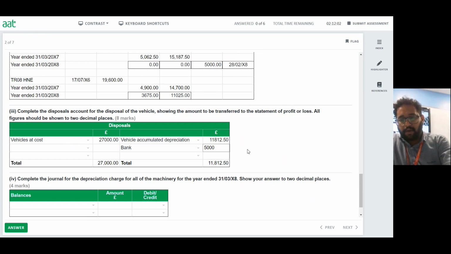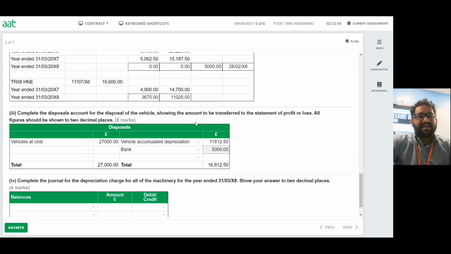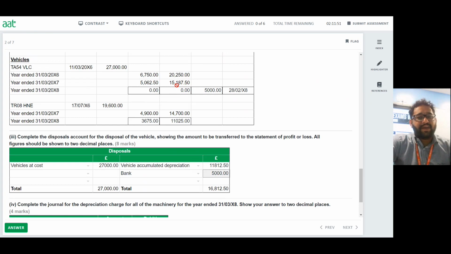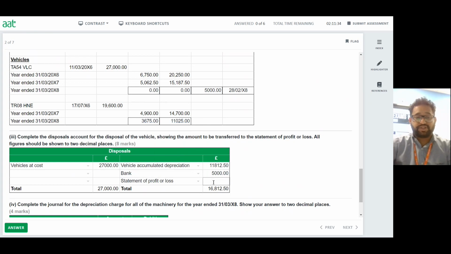But now the problem is I need to know whether I have made a gain or a loss on disposal. If you look at this vehicle at the time of disposal, there is a carrying value of £15,187.50. But instead of that carrying value, we only realized an amount of £5,000 there. So therefore, we have achieved a loss on disposal of £10,187.50.